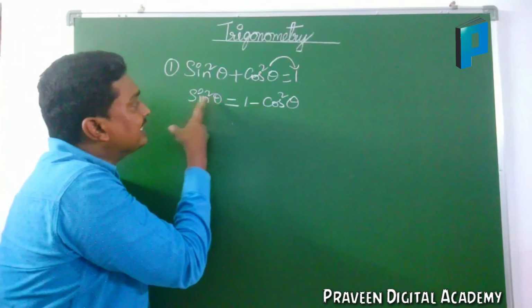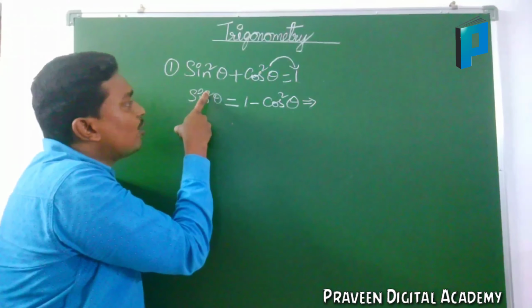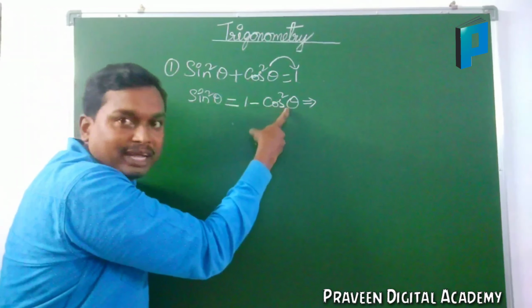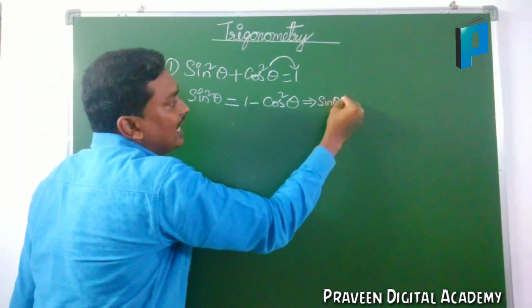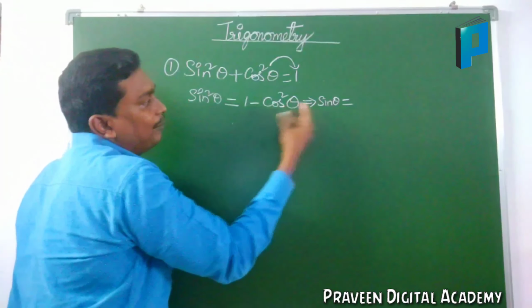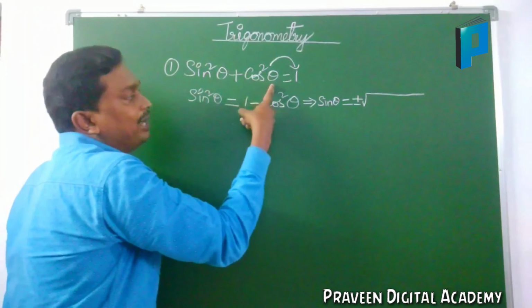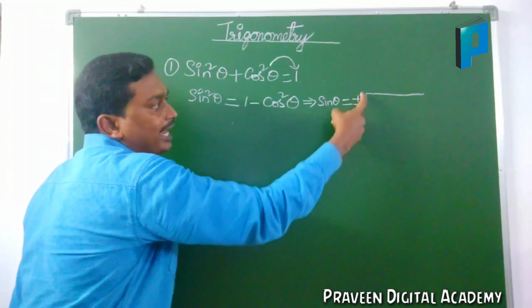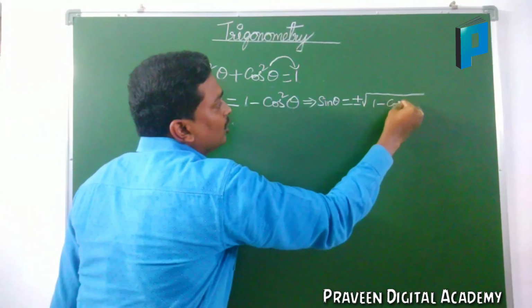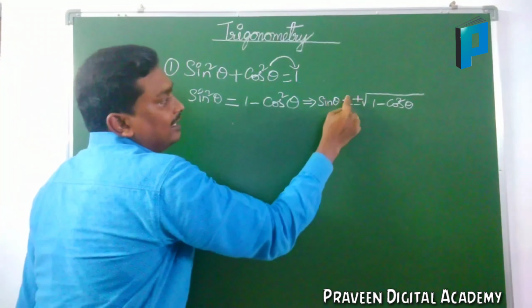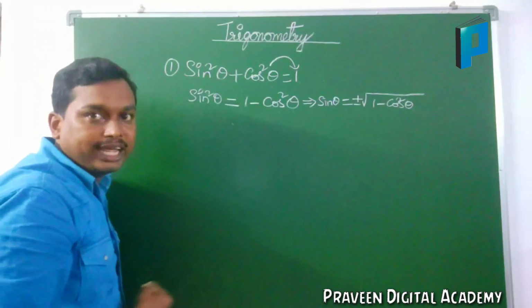If you want to know only sin theta, what will we do? Just send this square to the other side. When the square goes there, it becomes under root, but we keep plus or minus. So sin theta is equal to plus or minus under root of 1 minus cos square theta.